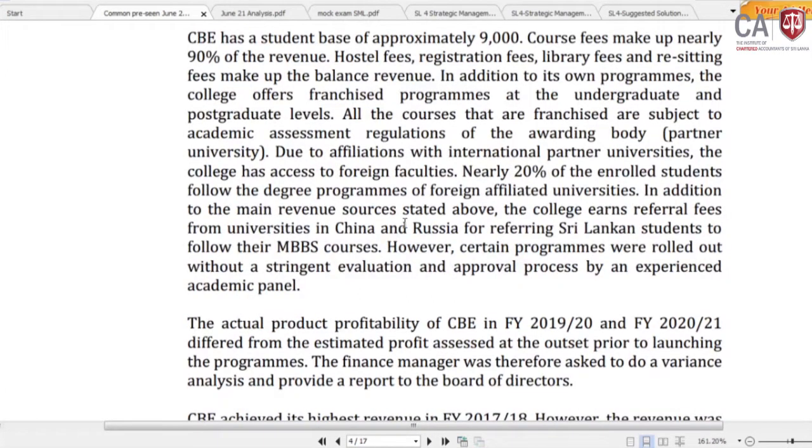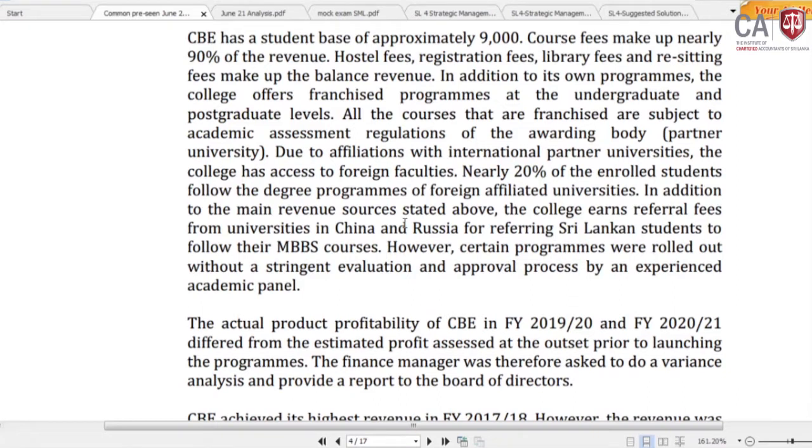CBE has a student base of approximately 9,000. 90% of the revenue comes from the course fees. Then they have some other revenue sources like hostel fees, registration fees, library fees, visiting fees. In addition to offering their own programs, they offer franchise programs for both undergraduate and postgraduate levels. Normally, franchise courses are subject to the academic assessment regulations of the awarding body. Since they are affiliated with international partner universities, they have access to the foreign faculties. Nearly 20% of the enrolled students follow the degree programs of foreign affiliated universities.